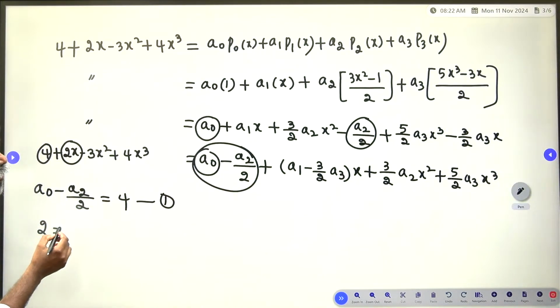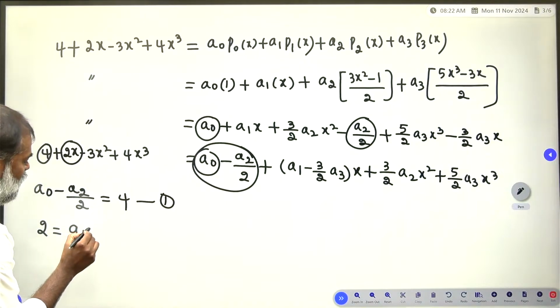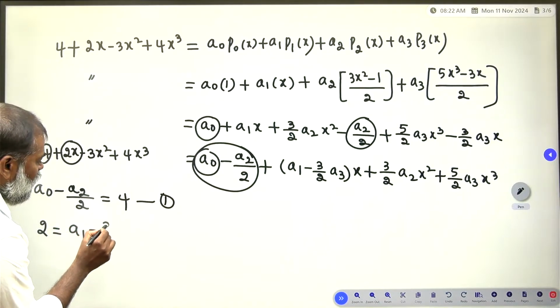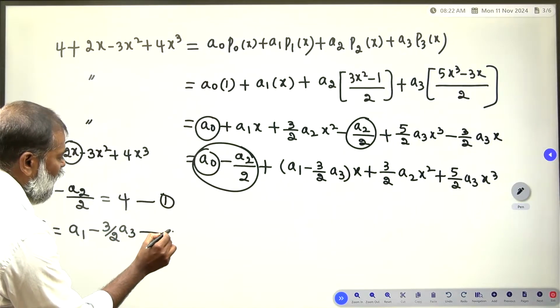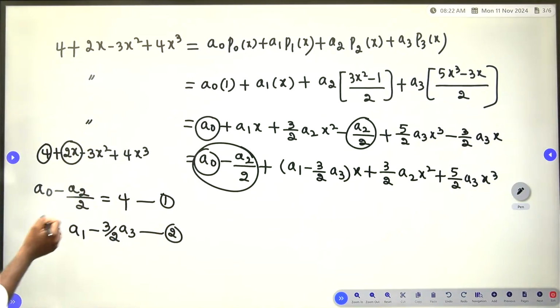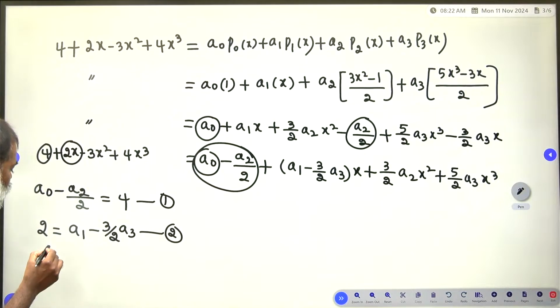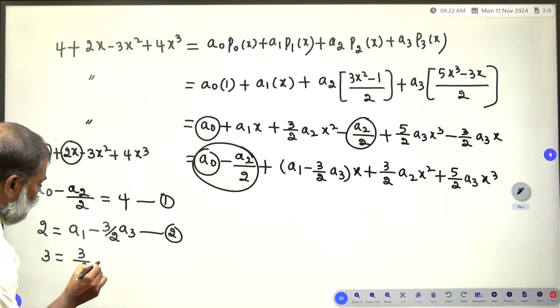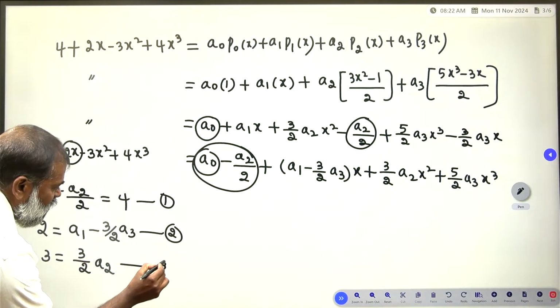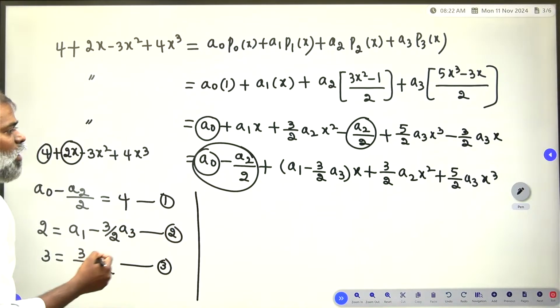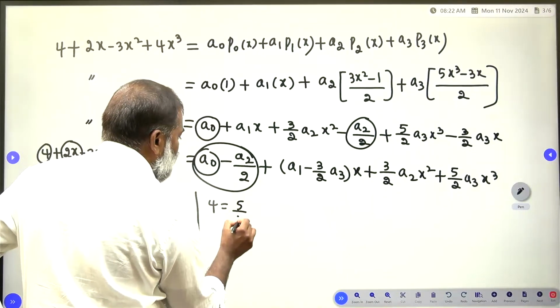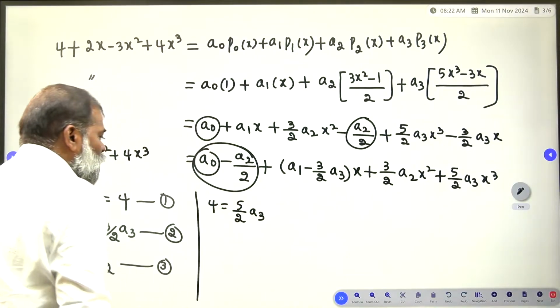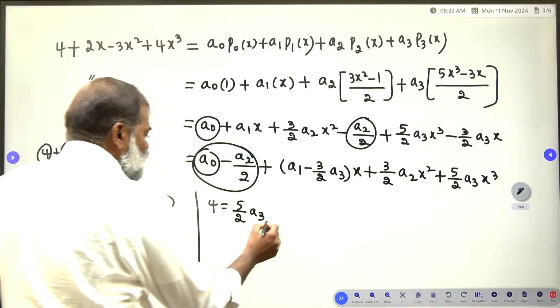2 is equal to a1 minus 3 by 2 into a3. Next, the x square component: 3 is equal to 3 by 2 into a2. This is the third one. Now you have to see the fourth one. What do we have to take? 4 is equal to 5 by 2 into a3. This is the fourth one.